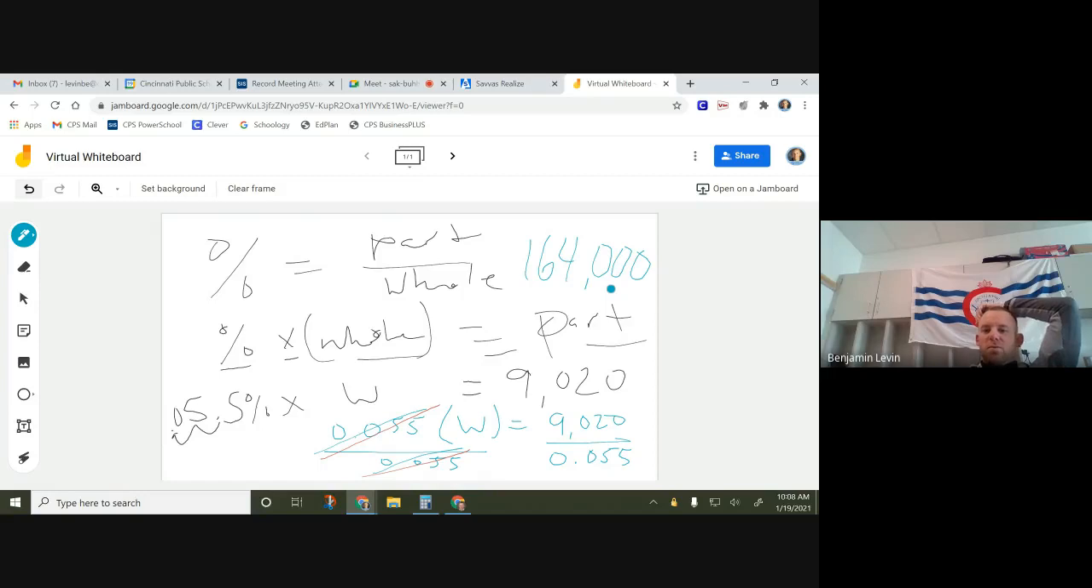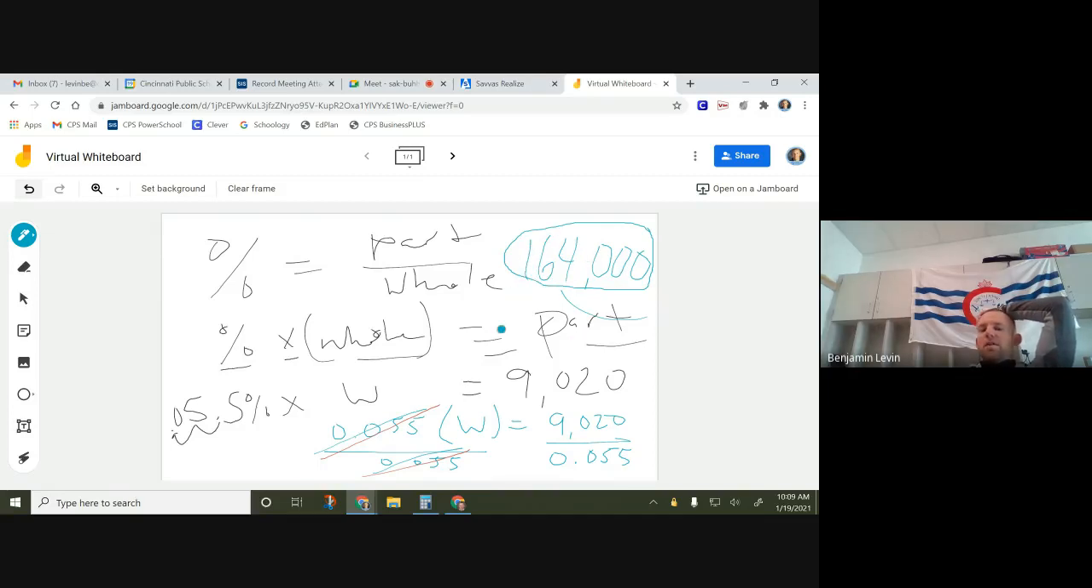That seems reasonable, right? That's probably about the price you could pay to buy a house. It's not going to be the most fancy house on the block. It's not going to be a mansion. It's going to be a regular old house, right? So it seems reasonable that $164,000 would be the price of the house.